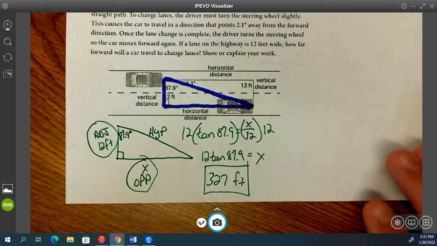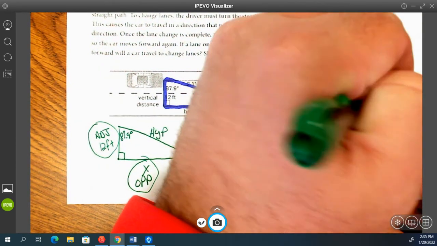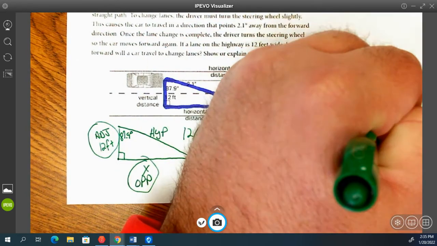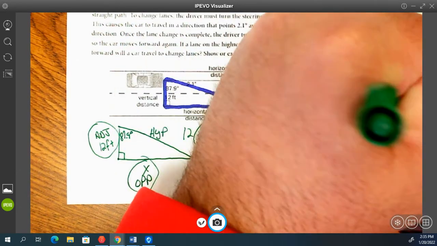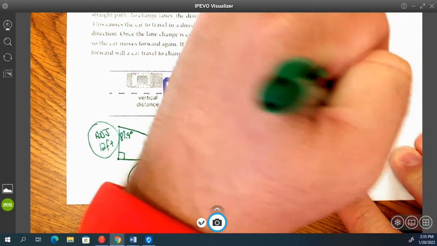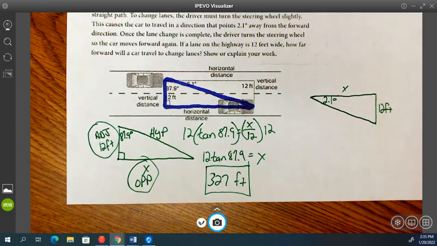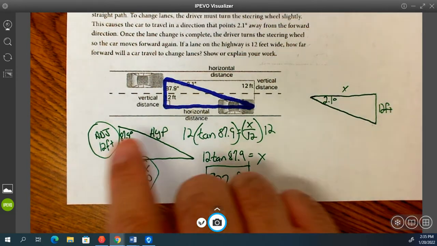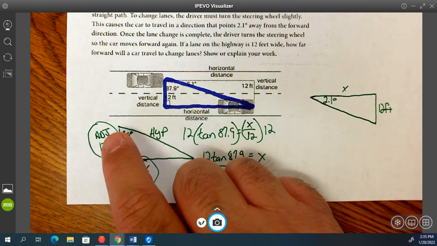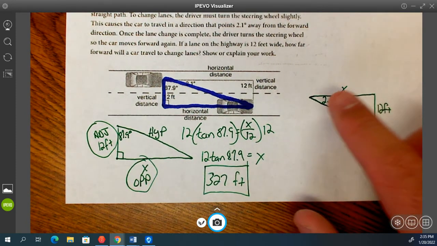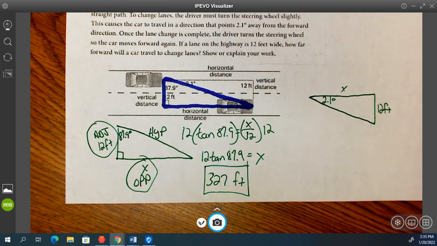Now, what if I would have selected the other one? Some things stay the same, but there's one huge difference. On this one, I had 87.9. On this one, I have 2.1. How can it possibly be the same answer?